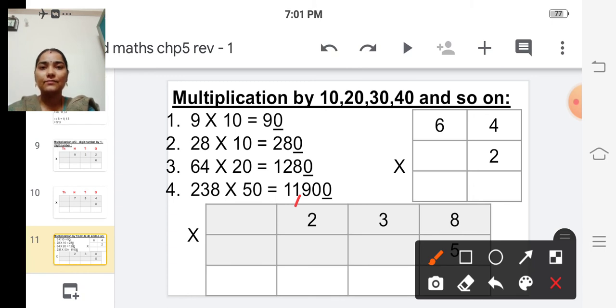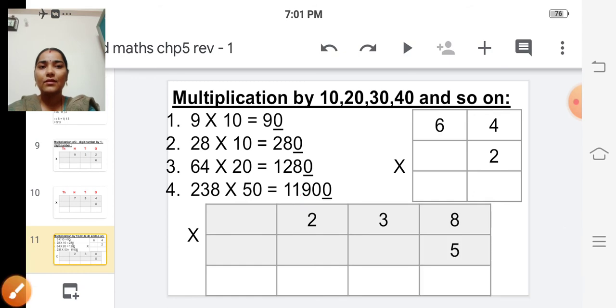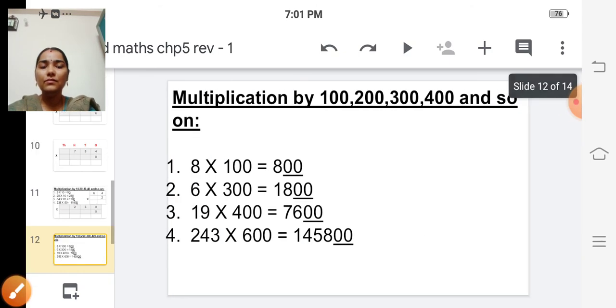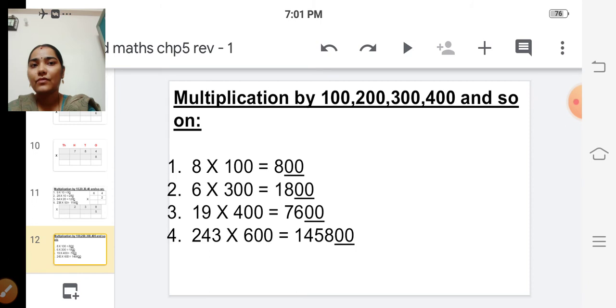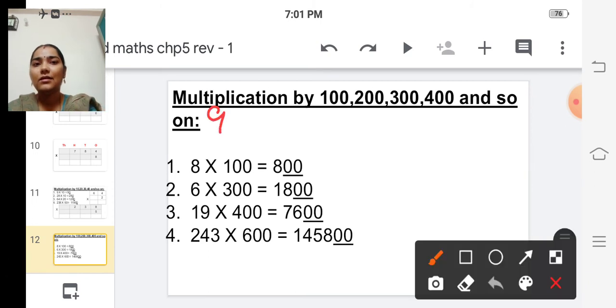11,900. Is it clear, children? Yes. The next one is multiplication by 100, 200, 300, 400, etc., and so on till 900.